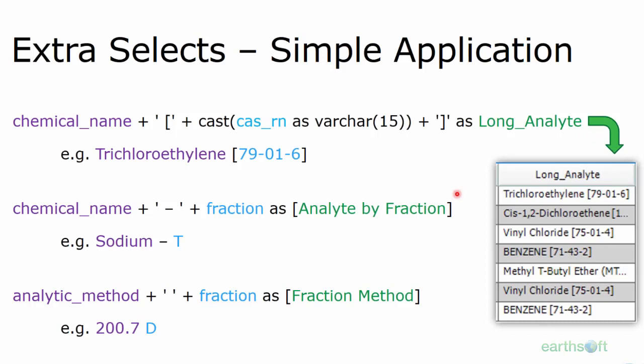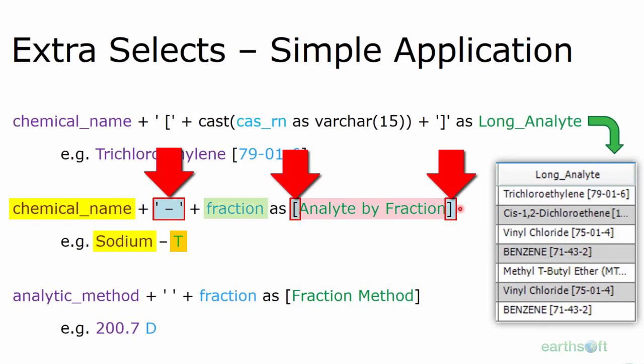Another thing that I've heard people request is combining your analyte and a fraction. So in this example, we've got sodium plus total, so we've got total sodium. In this case, the ultimate field that it's going to be added to has brackets around it, and that's because there are spaces in there. If you're going to have a nicely formatted output format, like analyte by fraction, for example, you'll need to make sure you put that in brackets. Whereas you'll note long analyte doesn't require brackets because it's all one word, just separated by that underscore.